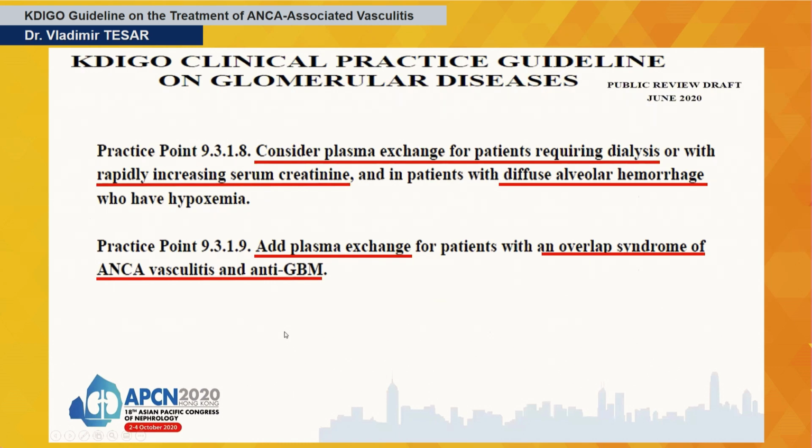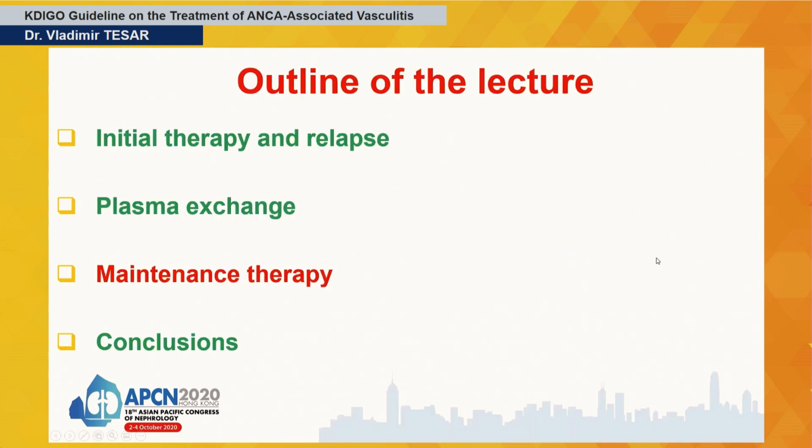So before the more detailed analysis of the PEXIVAS trial is available, and the meta-analysis of all the data is available, in the new guidelines from 2020 we recommend that plasma exchange can be only considered in patients who are requiring dialysis or with rapidly increasing serum creatinine. So it's weaker than in 2012, and similarly, it should be considered for diffuse alveolar hemorrhage, especially when there is severe hypoxemia. But it should be added to treatment in patients with an overlap syndrome of ANCA-associated vasculitis and anti-GBM.